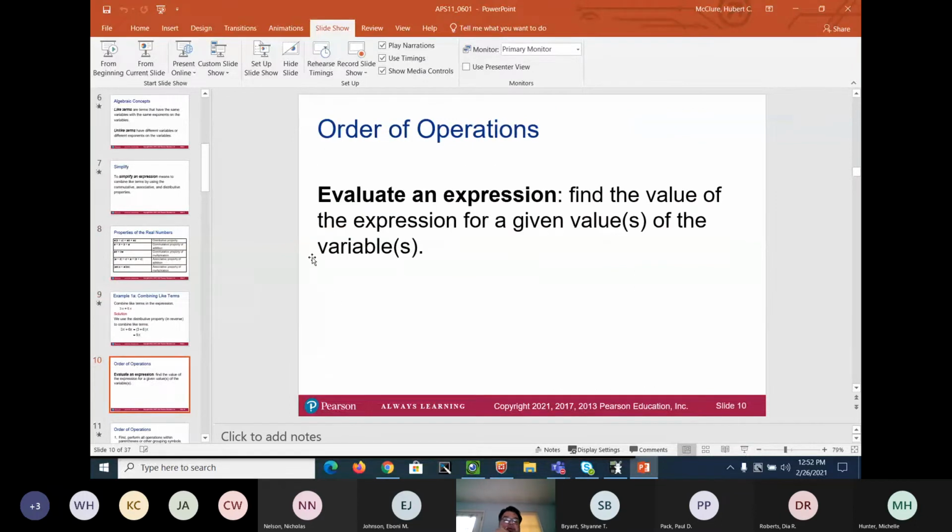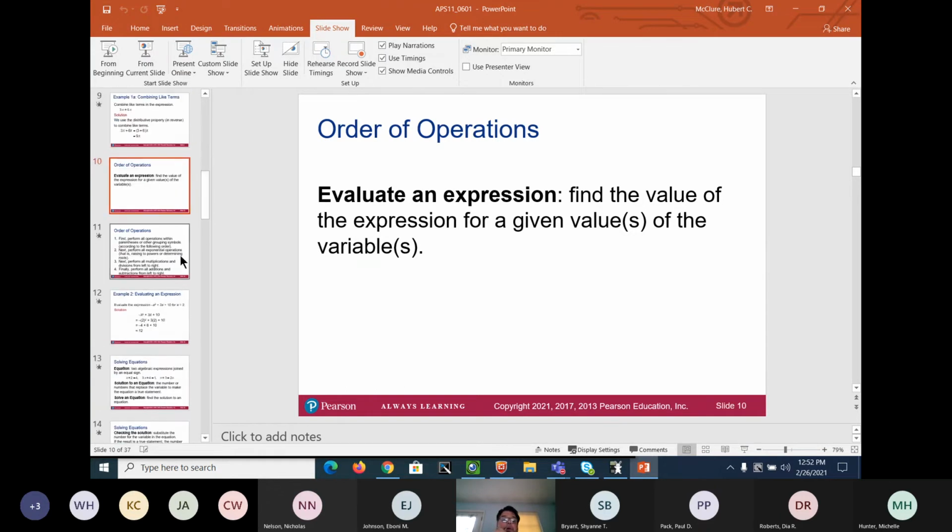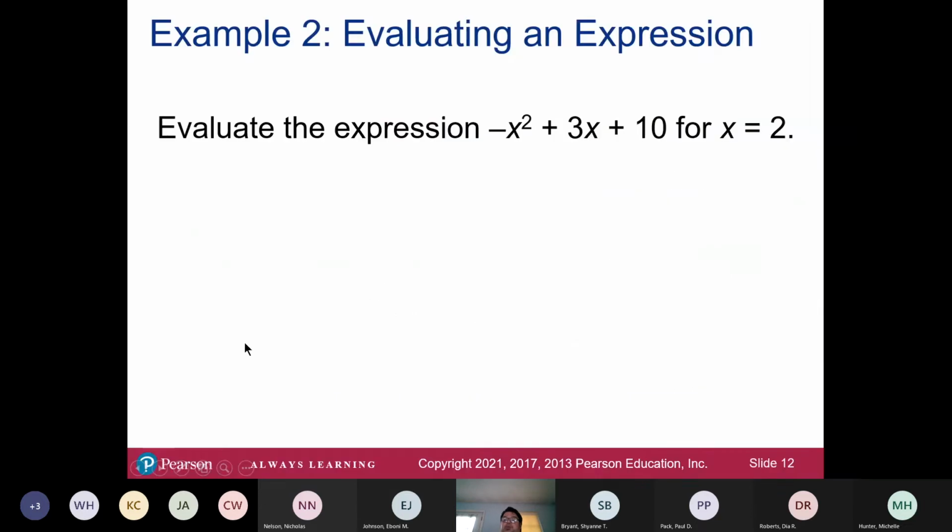There's the word evaluate, plug and chug. Now I'm going to let you write down the examples that they give you here. There is an example. So I want you to write down that example. And now I've given you 2 examples of evaluate. And I want you to do this one. I'm going to write it down while you're writing it down. Negative x squared plus 3x plus 10, and x is equal to 2. All right, give y'all about 30, 45 seconds to do that one. And if you can't do it, then we'll just write it down as a failure.